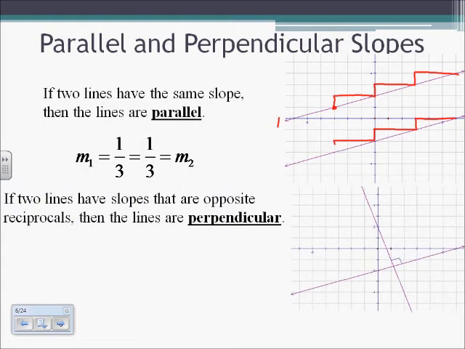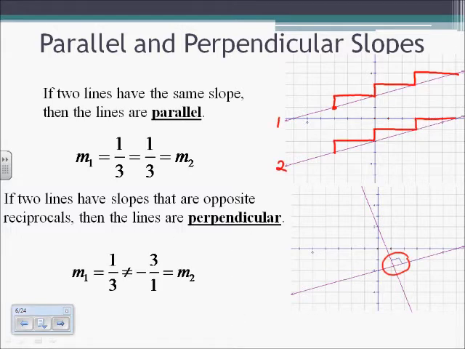Alright, our other one, perpendicular lines. If two lines have slopes that are opposite reciprocals, then the lines are perpendicular. We have it noted that we do know from previous lectures that perpendicular means right angle, so we have a right angle marked there between the two lines.